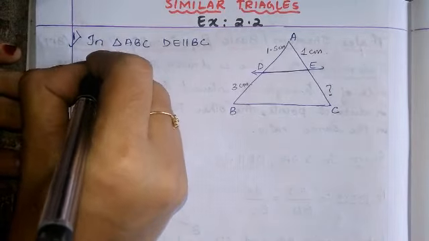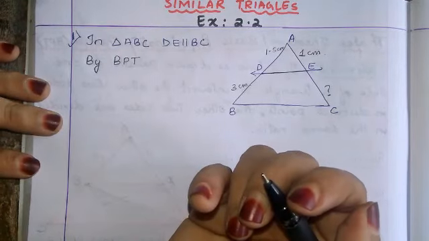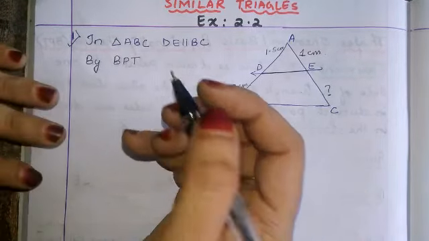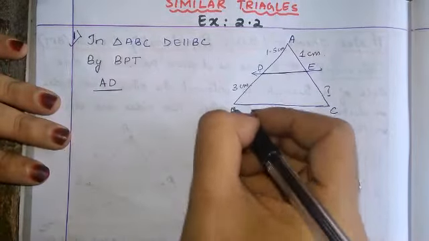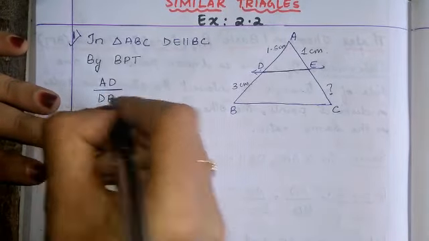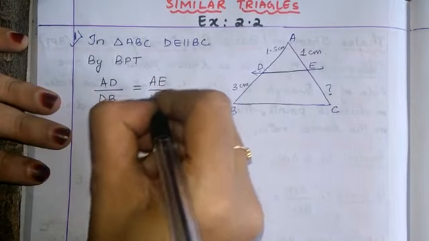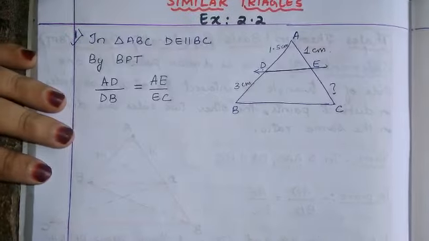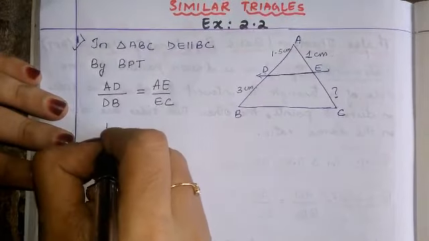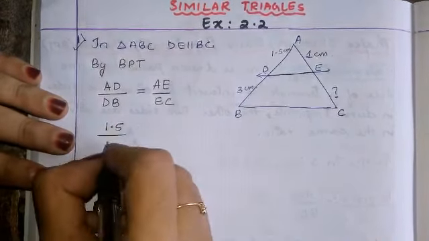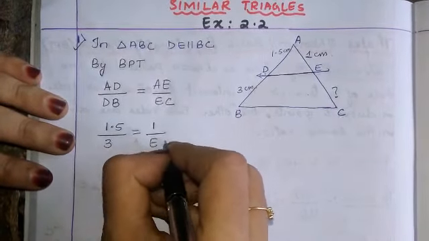So by BPT, that is Thales theorem, AD by DB, or BD, as you wish, AD by DB is equal to AE by EC. This is nothing but Thales theorem. Now let us substitute the values. AD they have given as 1.5, DB they have given 3 centimeter, AE they have given 1, and EC we need to find.